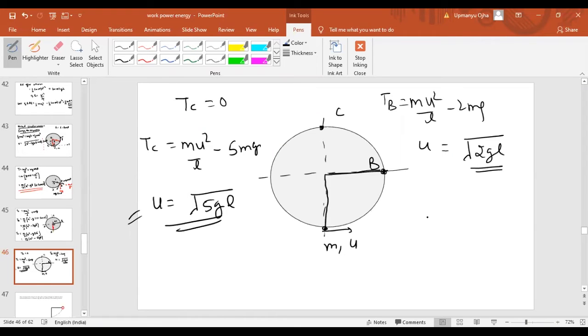And if the velocity is greater than root 2gL and less than root 5gL, the particle would be somewhere between B and C, if the velocity lies between the two limits, that is root 2gL and root 5gL. Okay, understood.